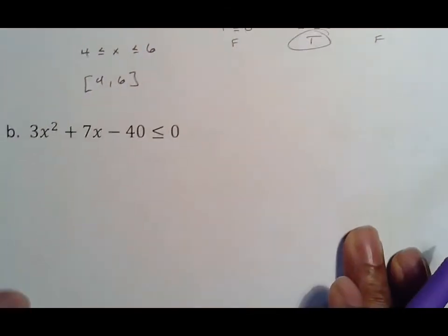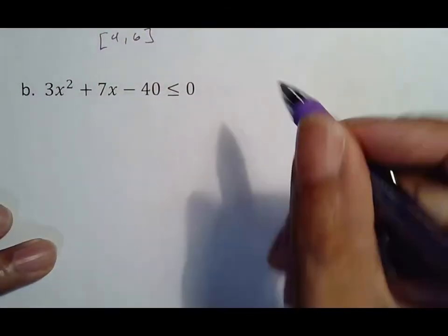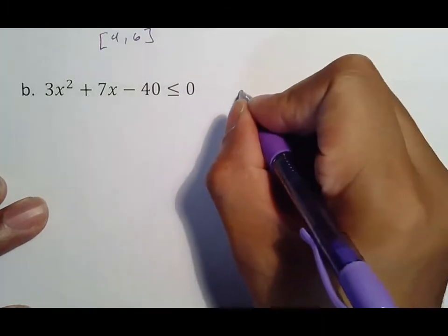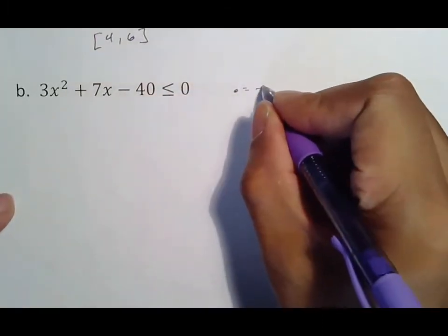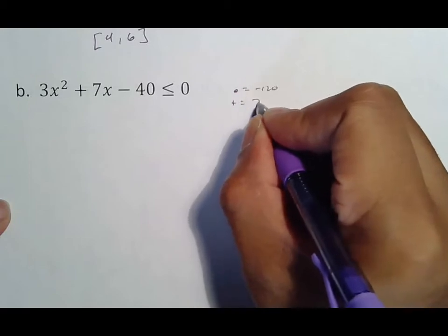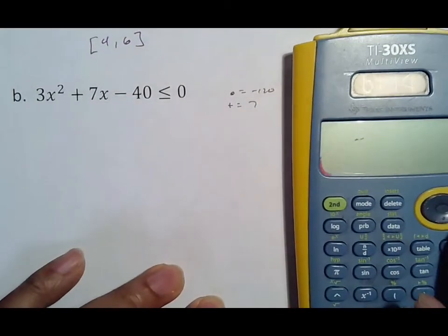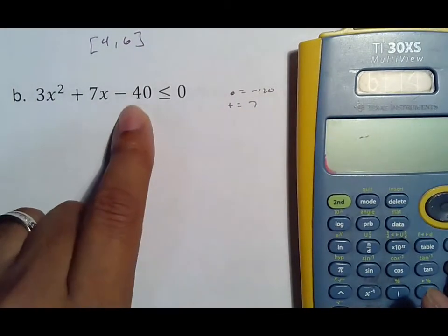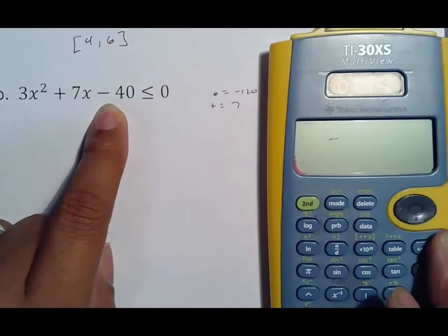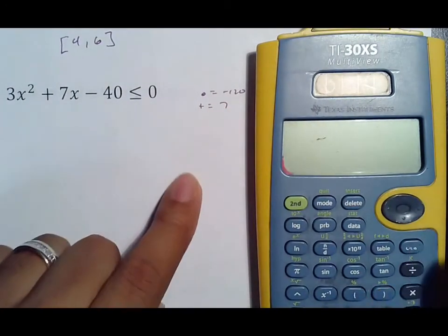B. Same thing, I want to solve this. So the first thing I want to try to do is find numbers that multiply to be negative 120 and add to be 7. Let's use our calculator and see. Typically whenever it makes a negative, it means the numbers are going to subtract. So I'm looking for numbers that are 7 apart that make 120.